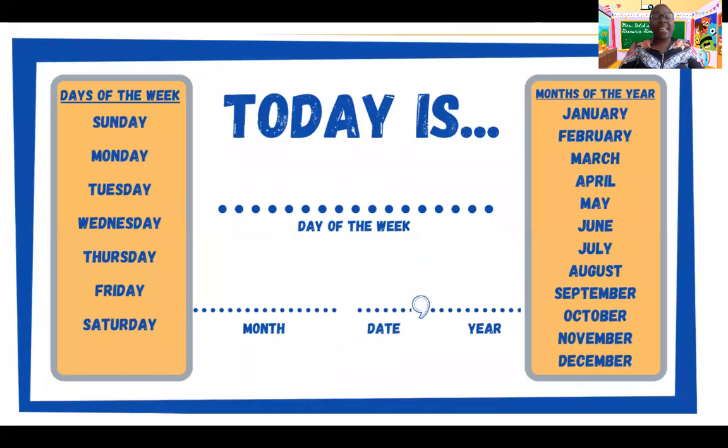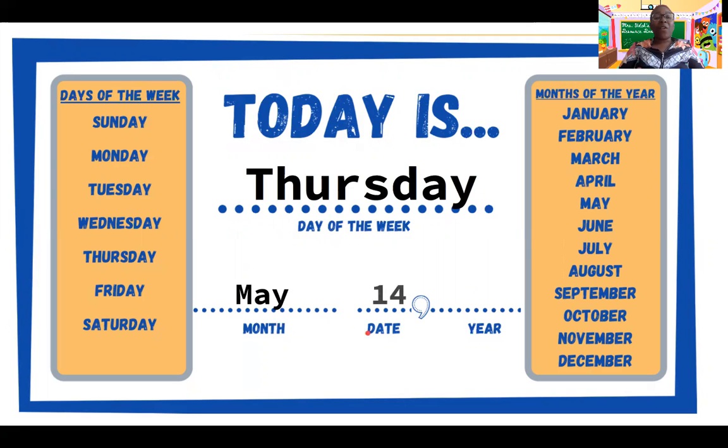So let's say our date together. Today is Thursday, May 14th, 2020. Let's try it one more time. Remember, we start with the day of the week, and then we say the month, the number date, and then the year. Here we go. Today is Thursday, May 14th, 2020.